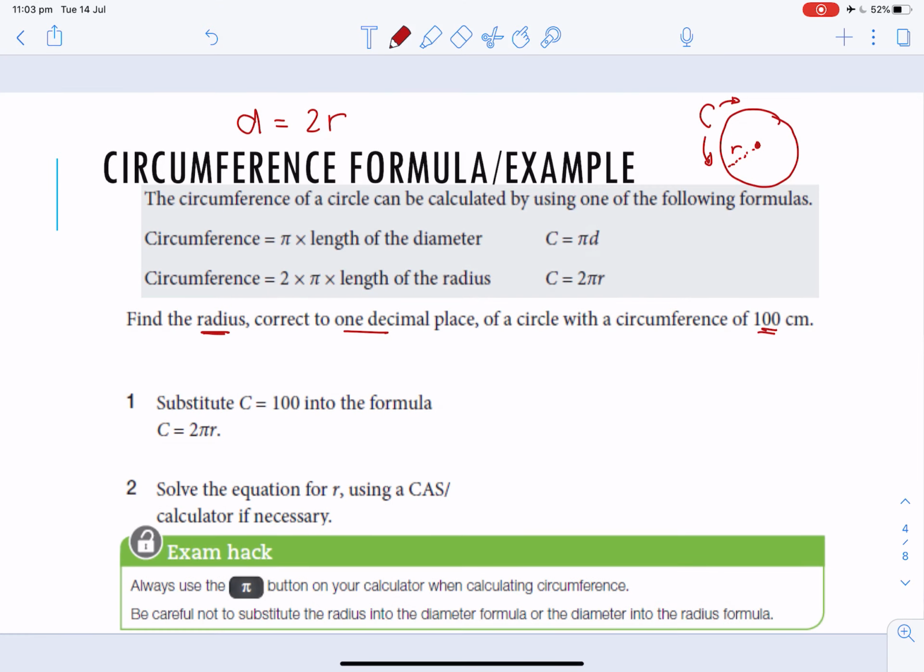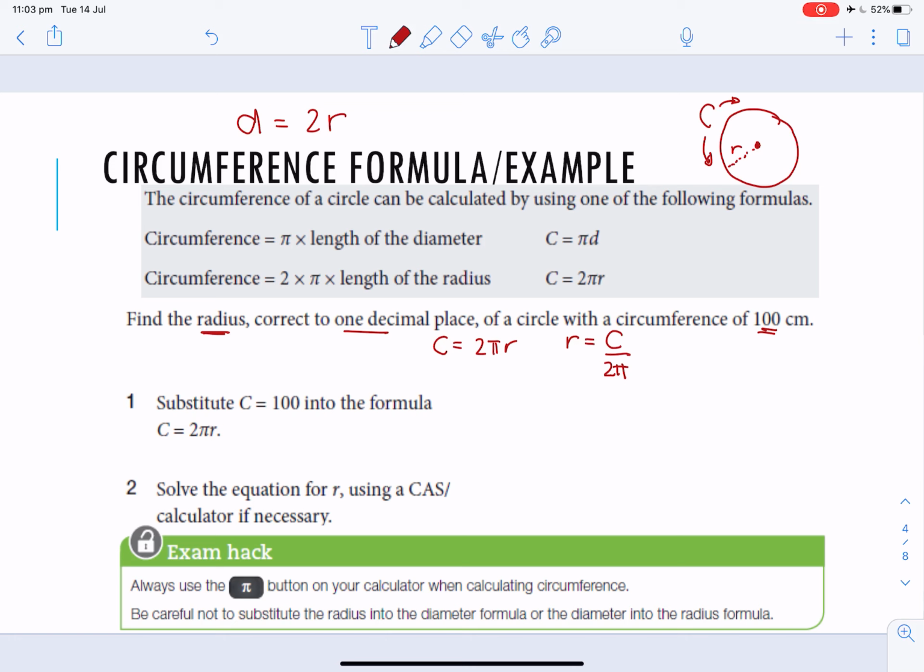So back to our formula. We have C equals 2 pi r. Now, if I was to put my 100 in here, I'd have to then rearrange my formula to try and find my r value. But I'm going to rearrange the formula for you. So we have r is now equal to C divided by 2 pi.